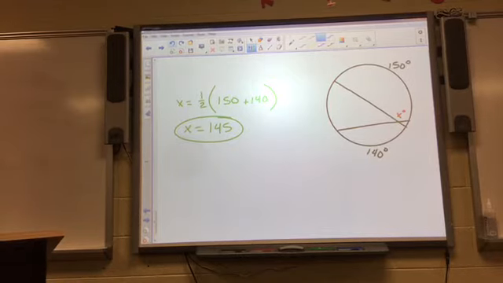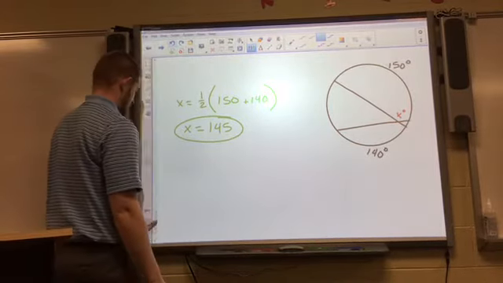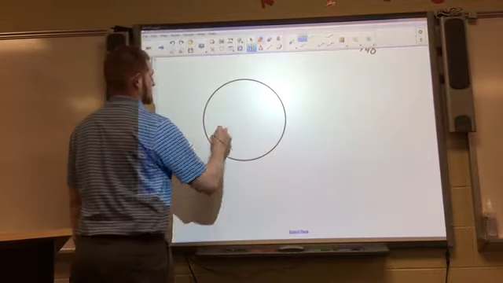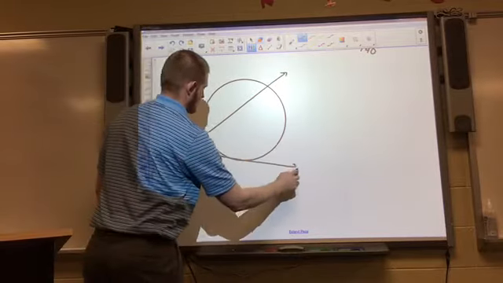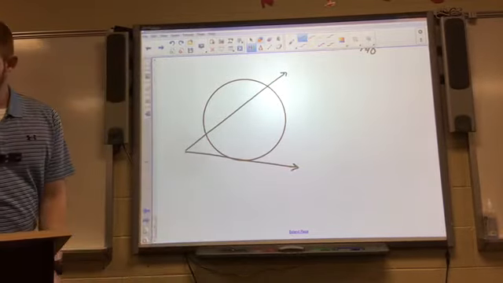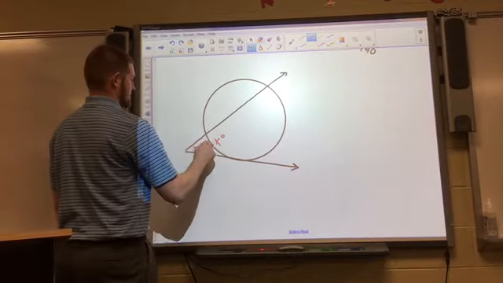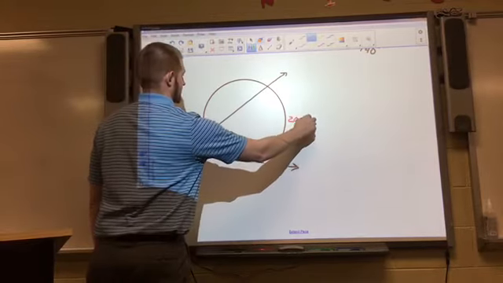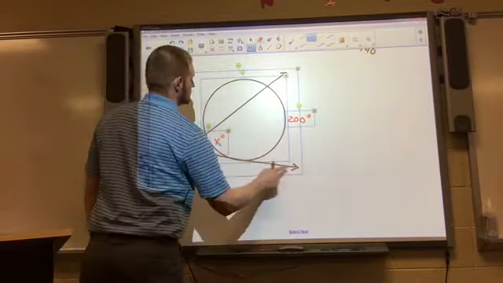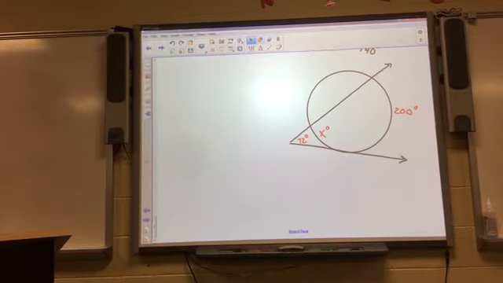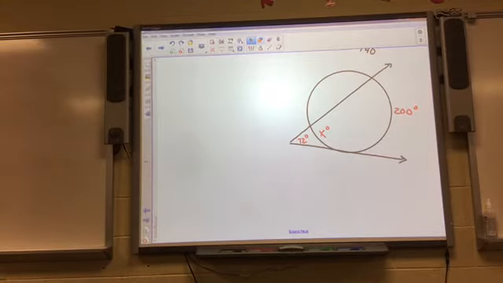2 more problems here real quick. I have a circle, I have a secant and a tangent. My angle here is 72 degrees, this is x degrees, and this is 200 degrees. They want us to solve for x.